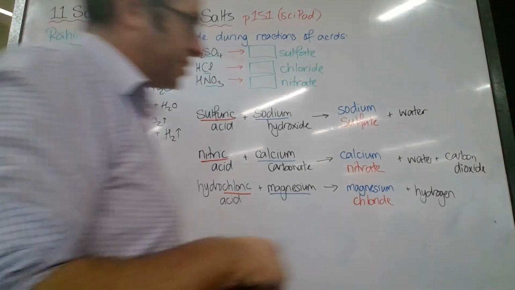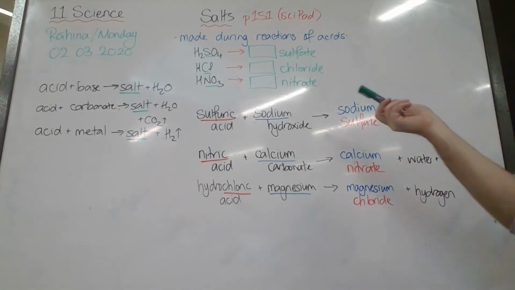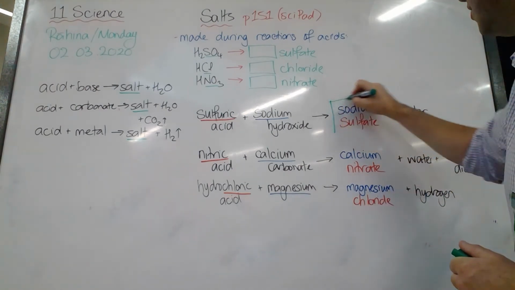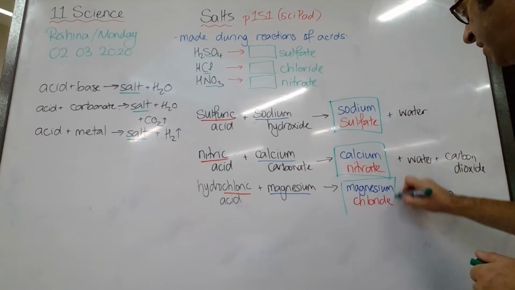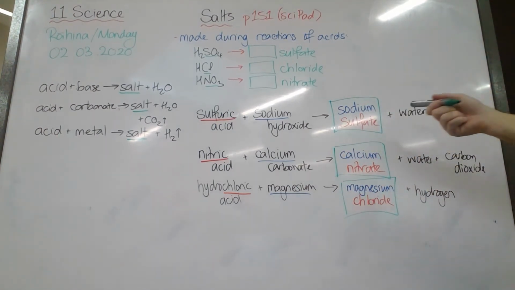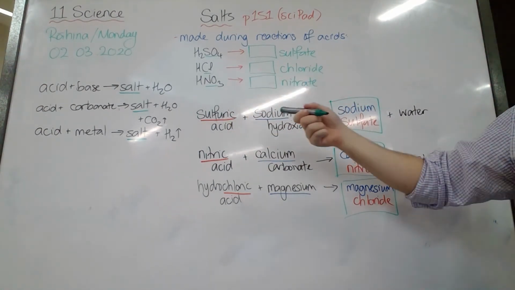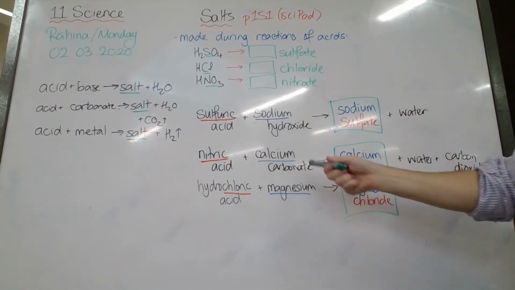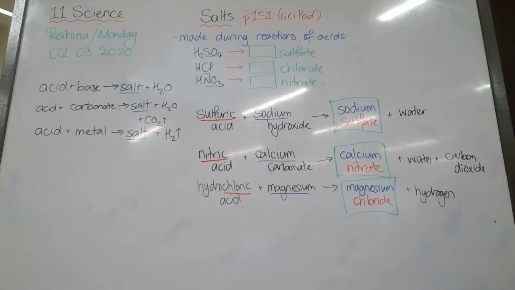So hopefully that shows what's come from the base, what's come from the acid, and in this case what's come from the metal and what's come from the acid. There we are: sodium sulfate, calcium nitrate, and magnesium chloride made. The second half of the name comes from the name and the formula of the acid. The first half of the name comes from the other thing they're reacting with, the first word or the only word of what they are reacting with.